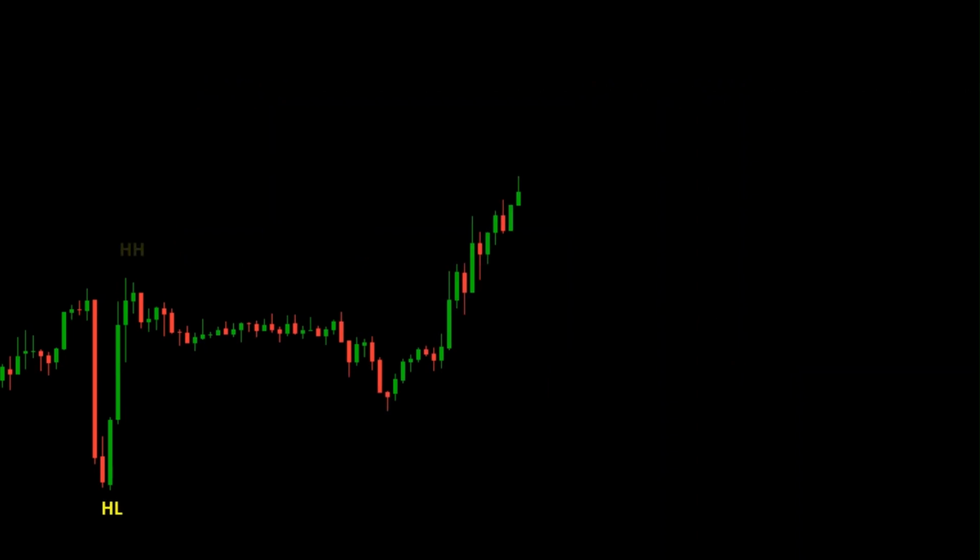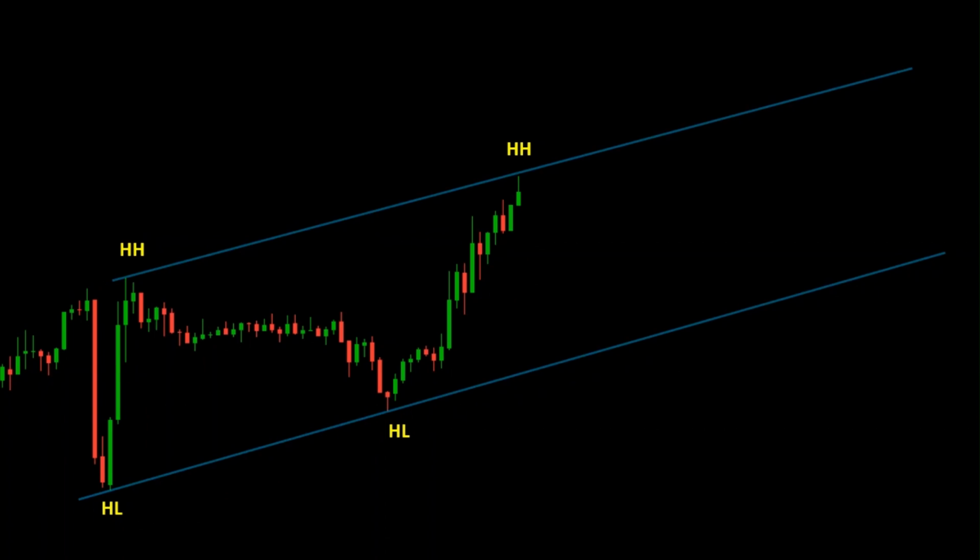In this example, we can see that the price is moving within an ascending channel. As the price pulls back and touches the lower trend line of the channel, a hammer candlestick forms, a classic bullish reversal signal indicating that buyers are stepping in after a temporary decline. This setup presents a potential buying opportunity.